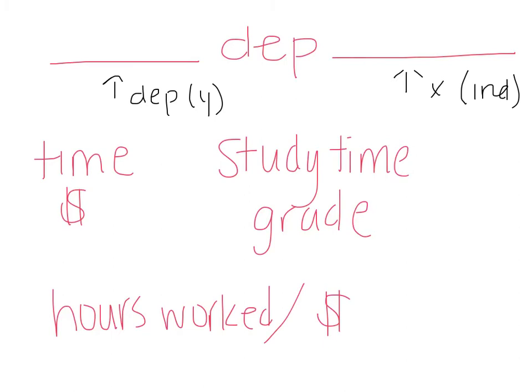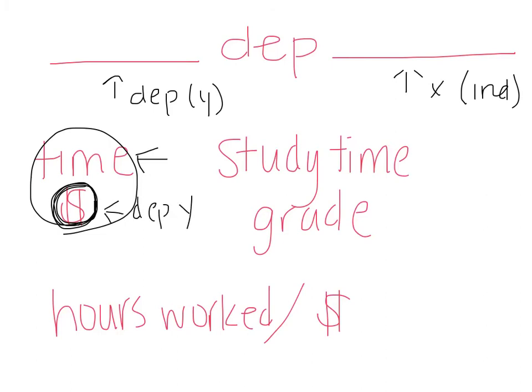Blank depends on blank. So if I look at my first example, time and money, does the amount of money I make depend on the time that I work, or does the time I work depend on how much money I make? Well, it's the first way. The amount of money that I make depends on how much time I put into it. So this is your dependent, which is your Y, and time would be your X, or your independent.